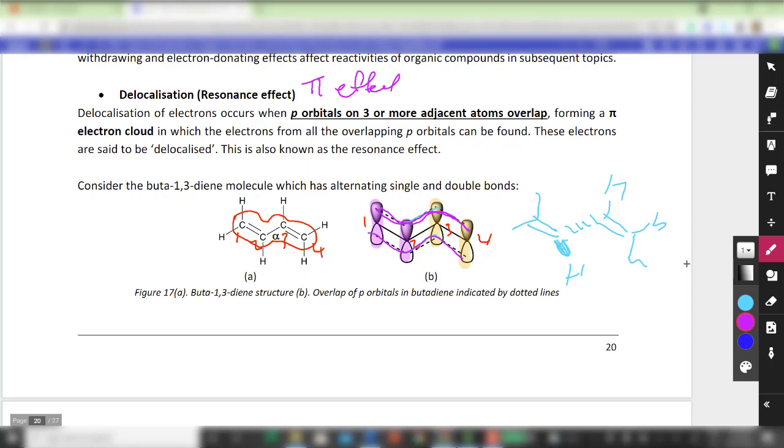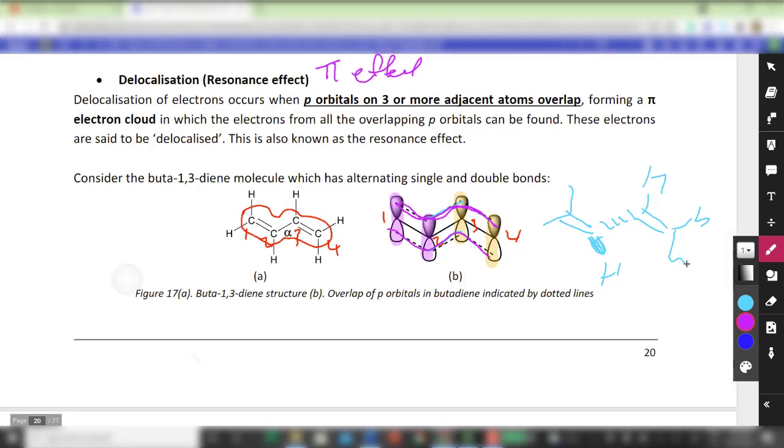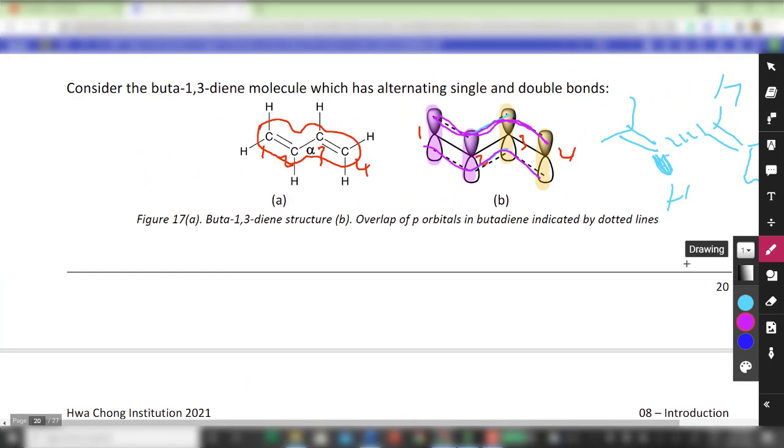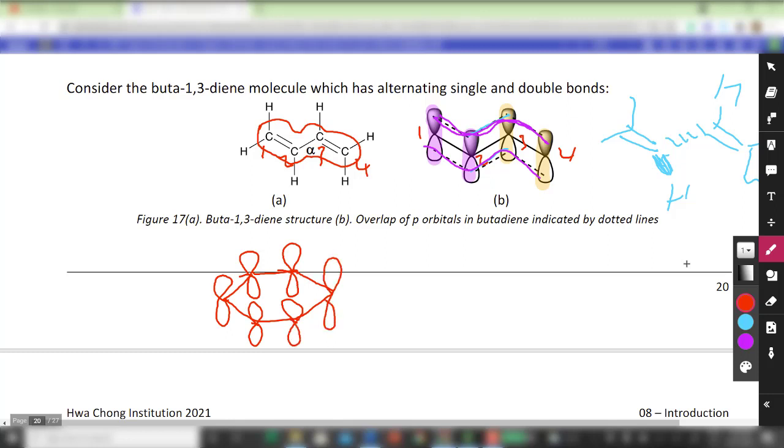Let me just emphasize this again. If the two effects are at odds with each other, usually the pi effect dominates. You might be wondering, how is it possible for the pi effect to be at odds? I will just give you this little example which you will learn in JC2, and then you will see why. For example, in the benzene ring, you have 6 carbons, each having an unhybridized p orbital, where they form a continuous overlap of electron densities. So that's why we say that the 6 pi electrons in a benzene ring are delocalized.